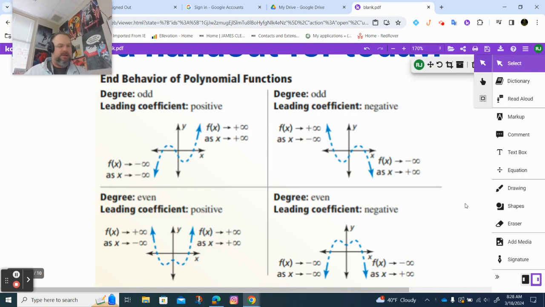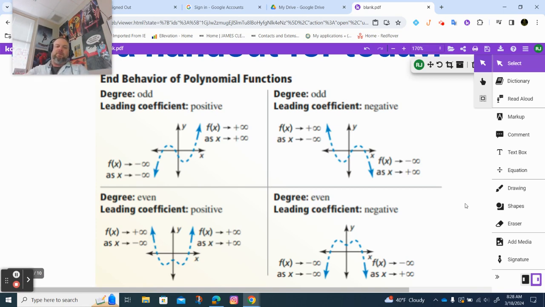All right, we are learning about end behavior of polynomial functions because apparently it matters if it goes like this or it goes like this or it goes like this or it goes like this. You need to know that because you never know, you may be walking along a dark street one day and get held up, and somebody says, "What is the end behavior of this polynomial function?" And you're like, "I don't know." Your life may depend on it.